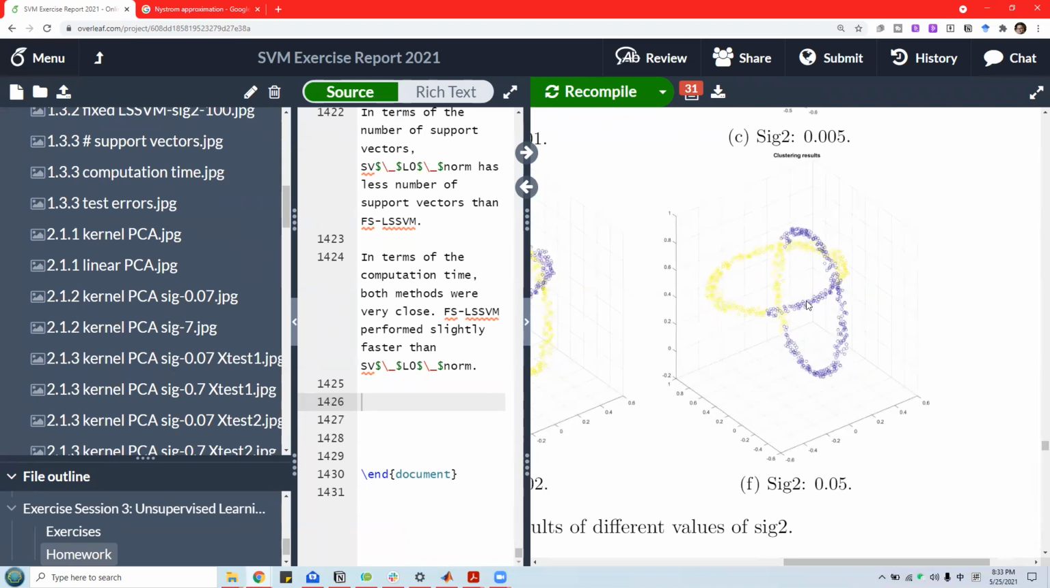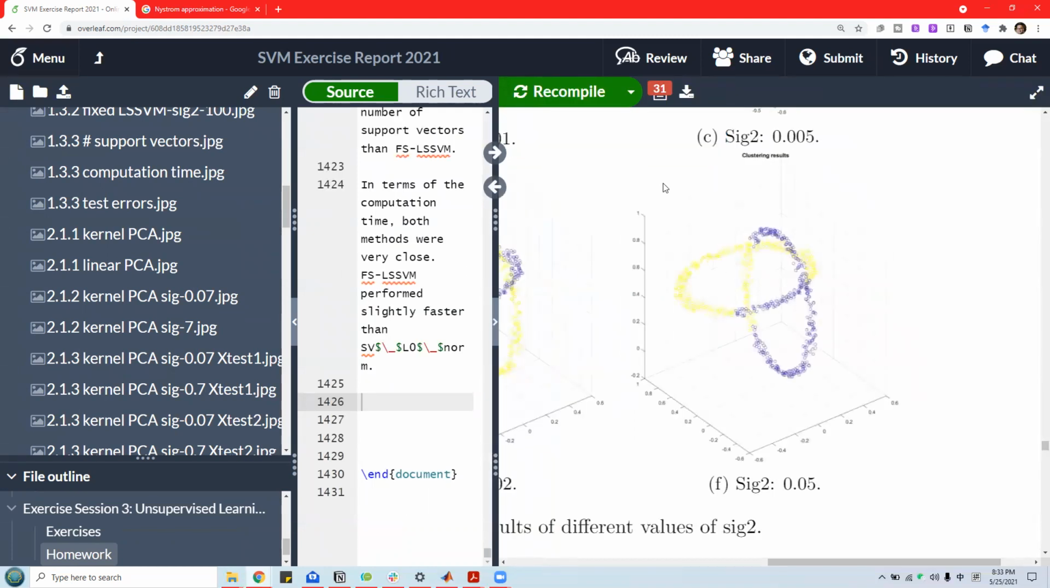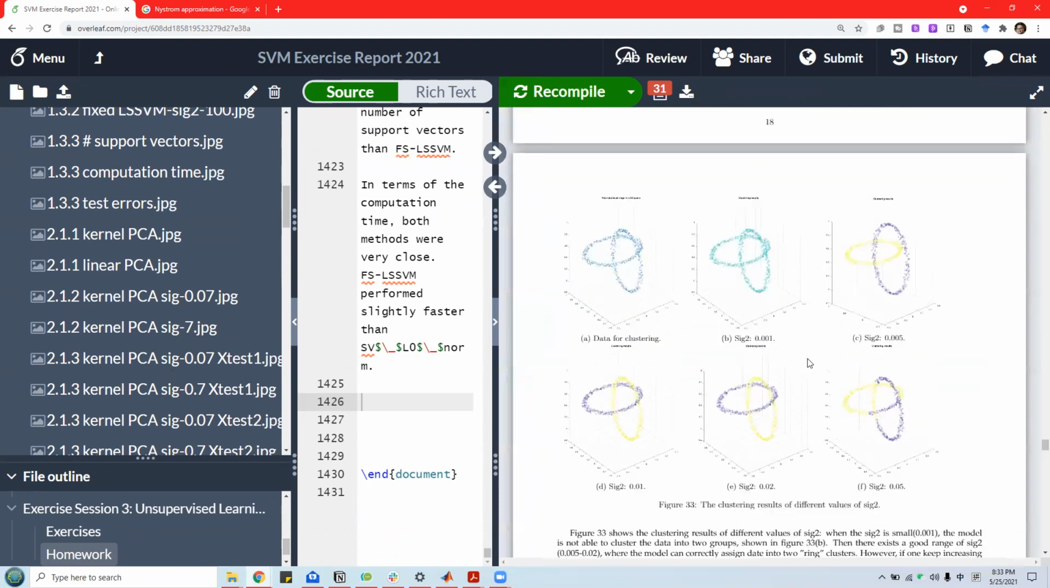Because the influence of each point is much bigger, you will accept more. If the sigma 2 is really large, I think every data point here will become one cluster, I guess. I haven't tried that yet, but I would expect that. So that's my comment. Do any others want to comment on this one?